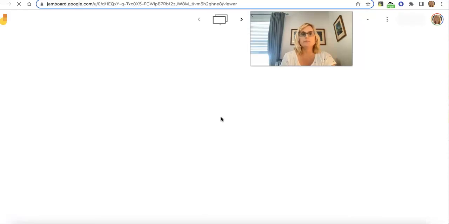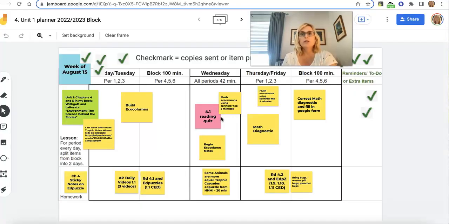It's very similar, except now when I do reading quizzes, I used to do reading quizzes for like half the chapter at a time. Now with block, my reading quizzes are a little bit more content for some things, for some not. Okay, so here is my block schedule for Unit 1. You saw before that I started with trophic levels that previous Friday, and then I'm going to go into that Monday, Tuesday block, and we're going to build eco columns during this block period.